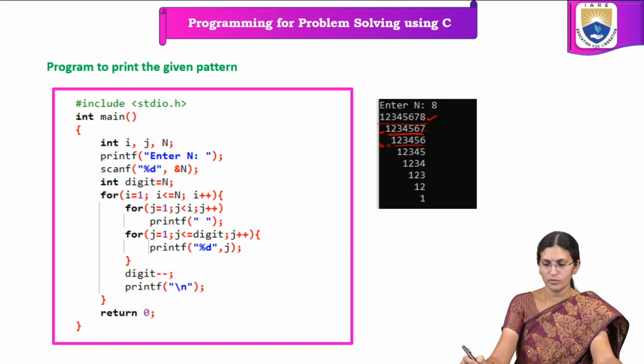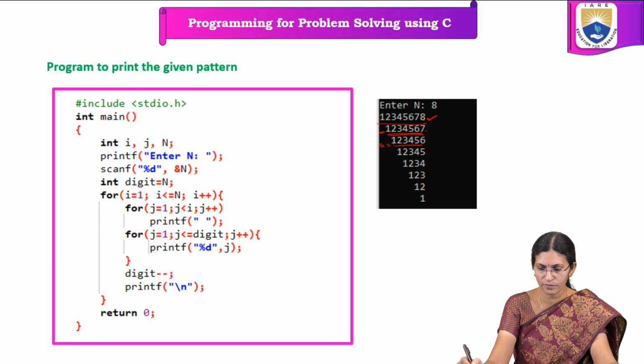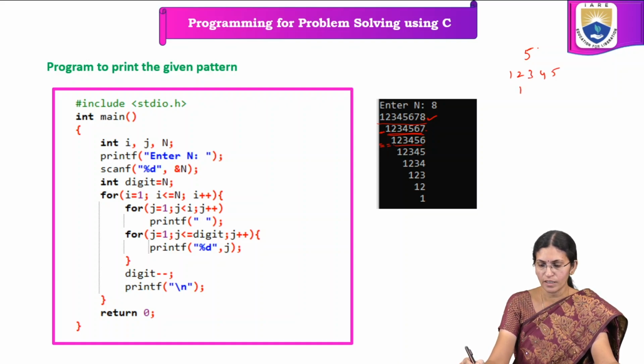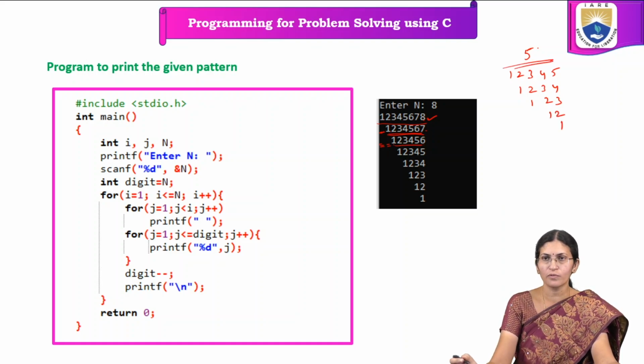So if the user is giving the value 5, for 5 rows this is the output which you are going to get: 1, 2, 3, 4, 5. In the next row, one space is introduced, 1, 2, 3, 4. Then 2 spaces are introduced, 1, 2, 3 will be printed. After that 1, 2, and then 1. So this is the output for 5 rows.